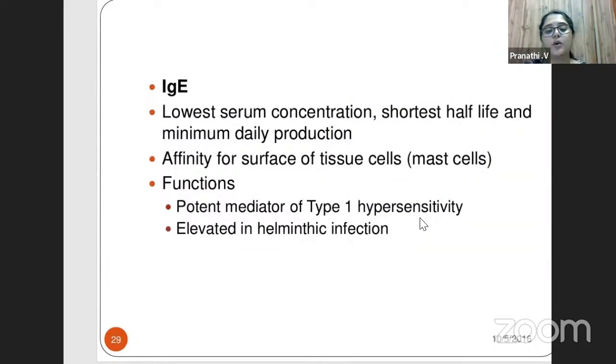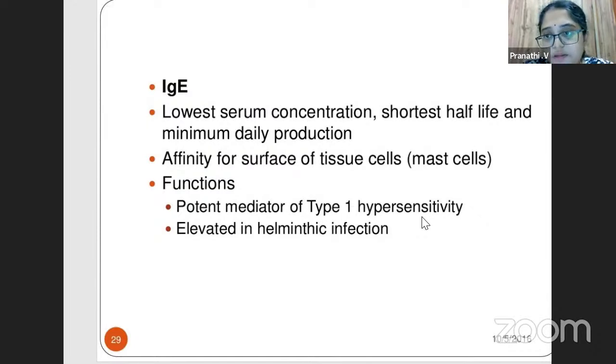IgE has the lowest serum concentration, and it also has the shortest half-life. I have already discussed it. So where is it present? It is present on the surface of tissue cells. What cells? Mast cells. These mast cells release different kinds of components, like I told you already, histamines, bradykinins. It is the most important type of antibody produced during type 1 hypersensitivity, that is your allergy.